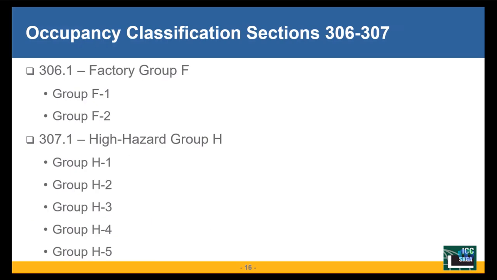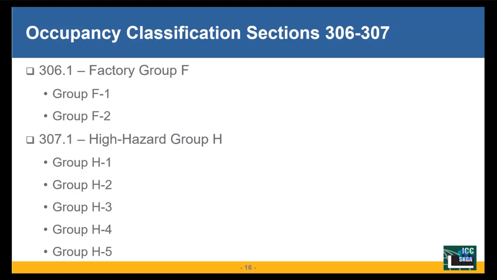Then Group F is for factory, and it has F1 and F2. And as we discussed, as the number goes up, the subgroup goes up, the hazard is less. So F1 is moderate hazard, and F2 is low hazard. So basically, manufacturing of non-combustible materials will be in F2. Manufacturing of combustible materials will be F1.